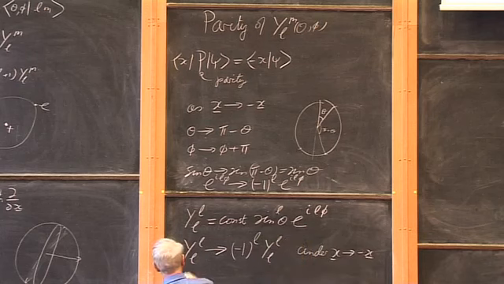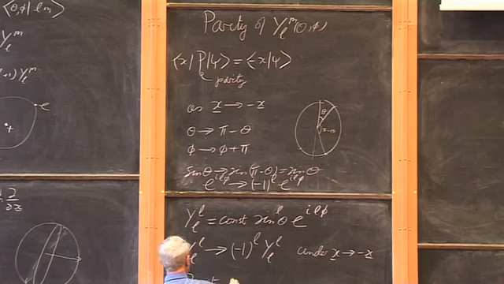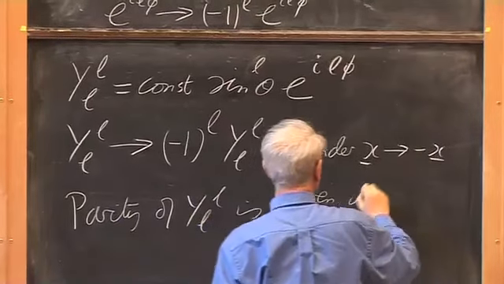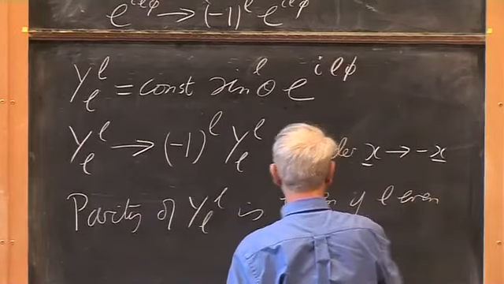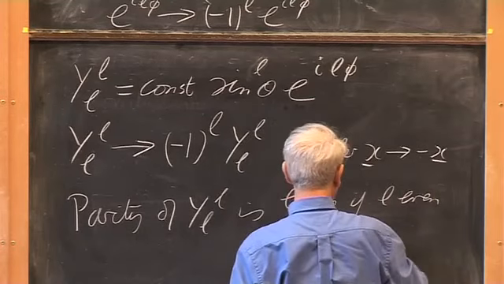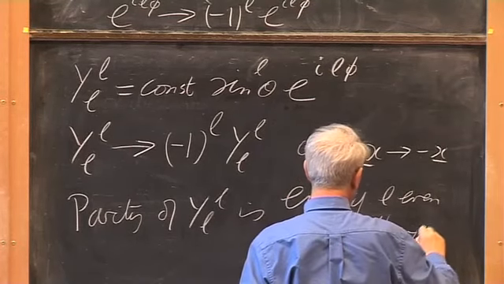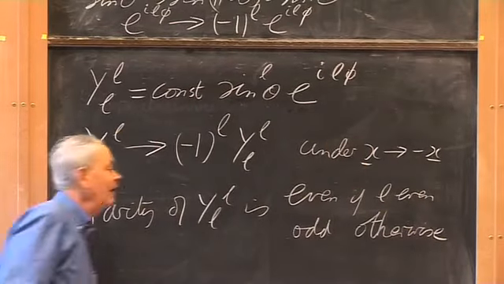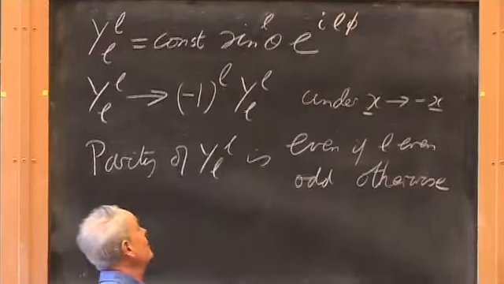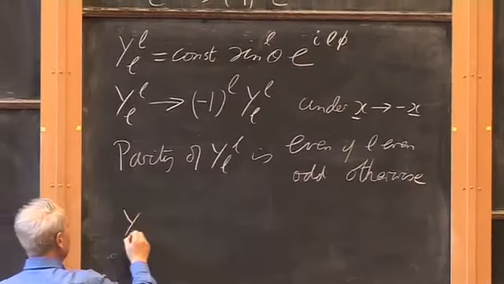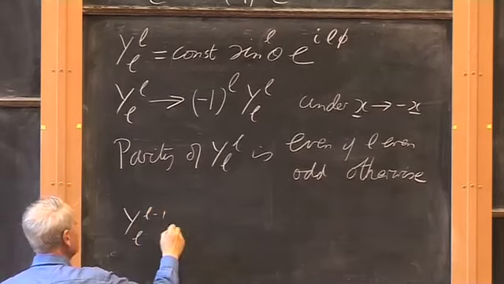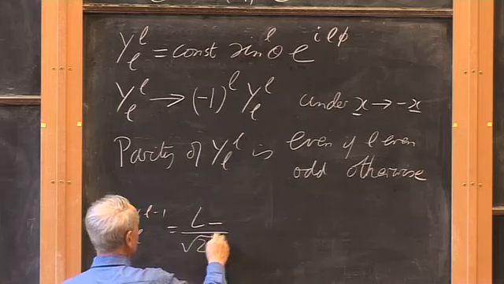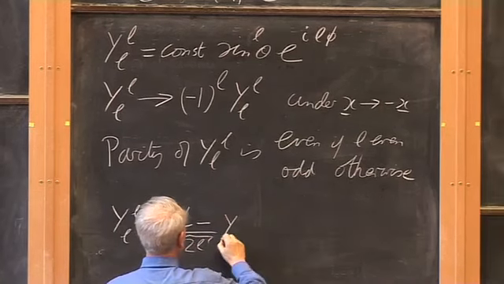So this means the parity of YLL is even if L is even and odd otherwise. That's a very important result, and moreover it generalizes because we have that YL minus 1 is L minus over some square root that's really boring. Well, it turned out to be 2L, so we may as well put it in, times YLL.